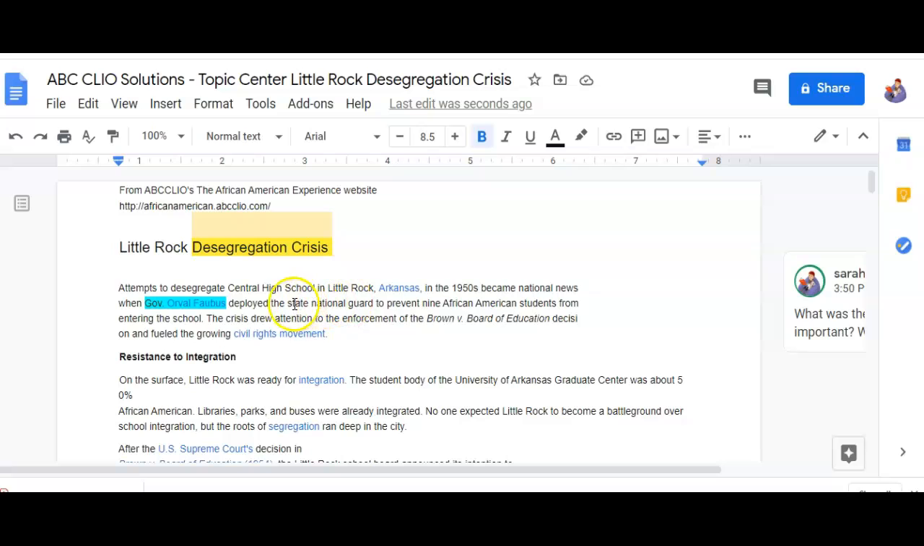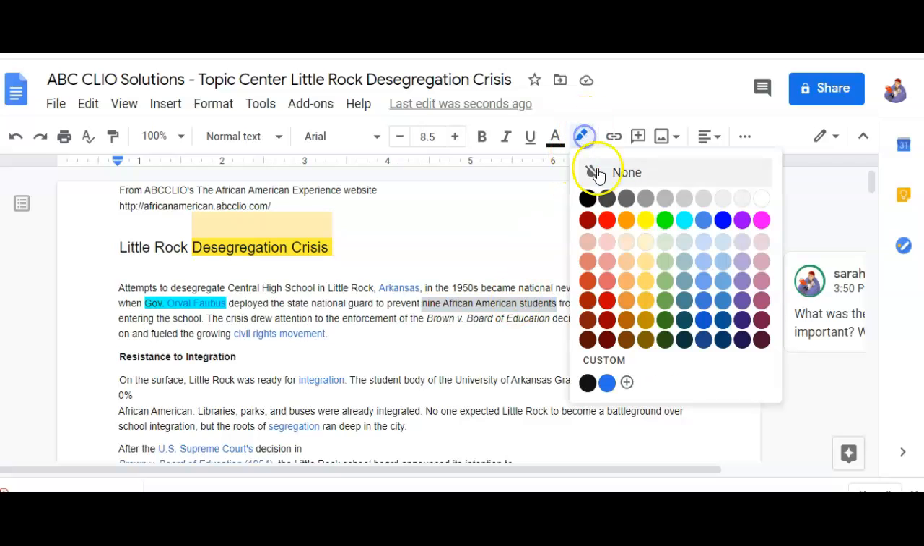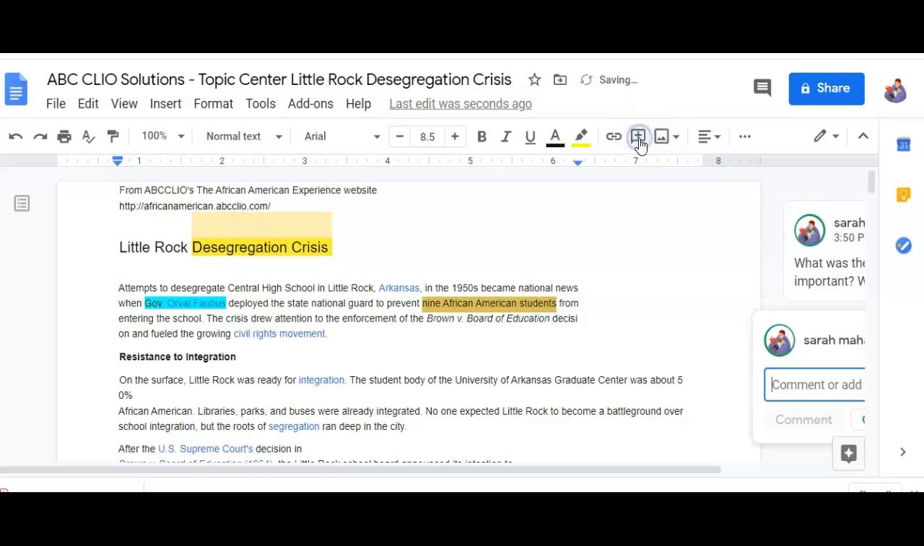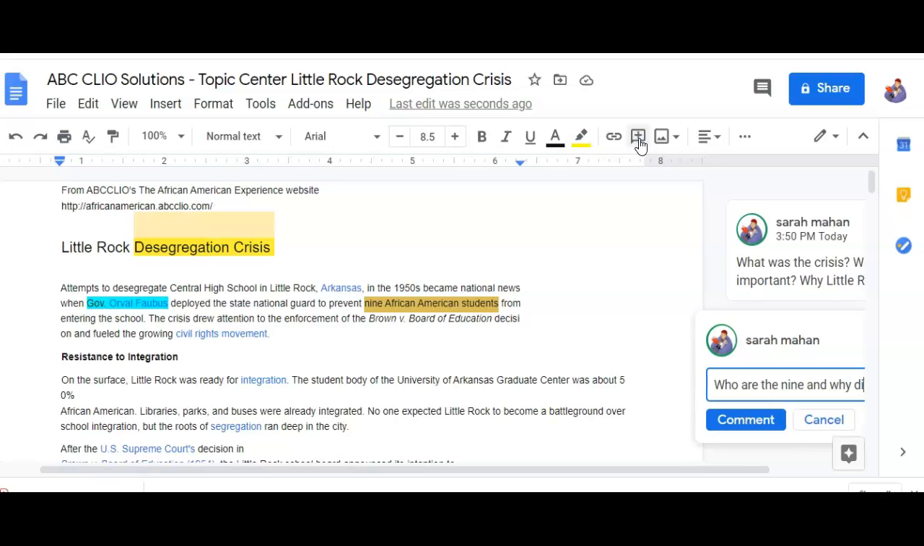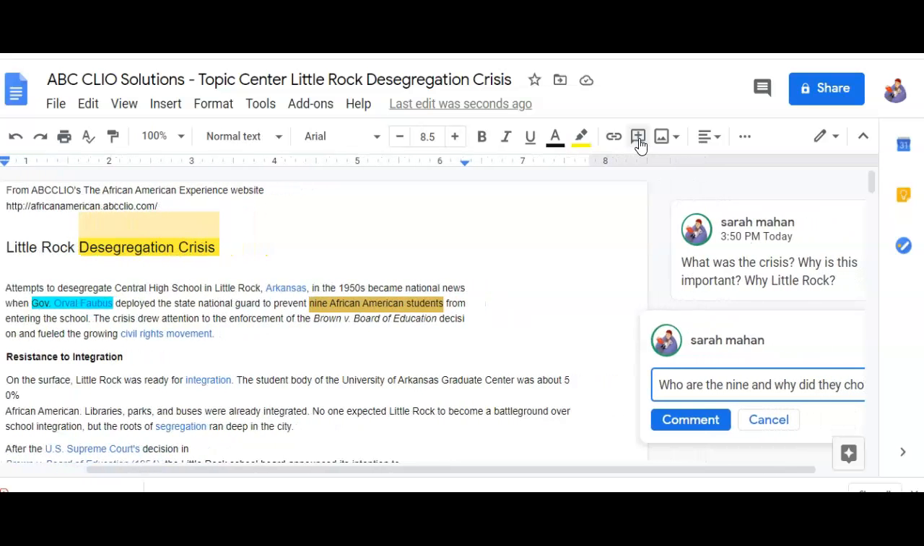I would also like to know more about the 9 African American students, why these 9 decided to try to go to this school. So I'm going to put a comment. Who are the 9? And why did they choose this high school? Were they in school before? In another school?